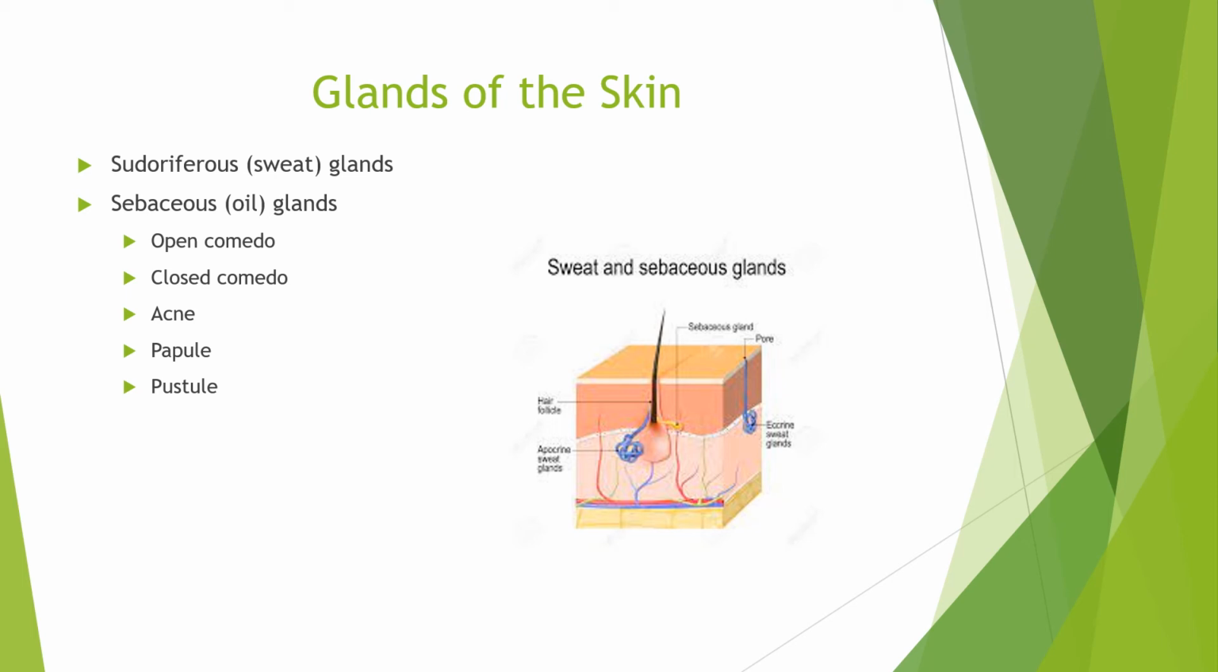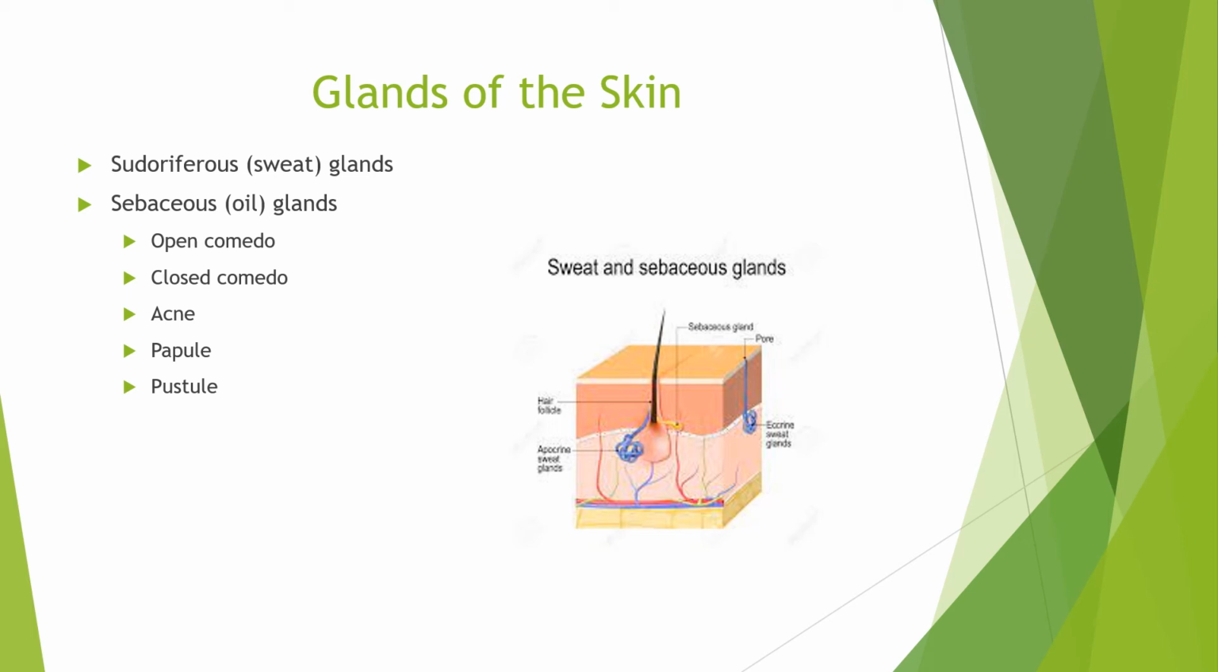A closed comedo, also known as a whitehead, is also filled with dead cells and sebum, but has a very small surface follicle opening and appears as a small white bump just under the skin surface. This type of lesion can lead to acne, a papule, or a pustule.